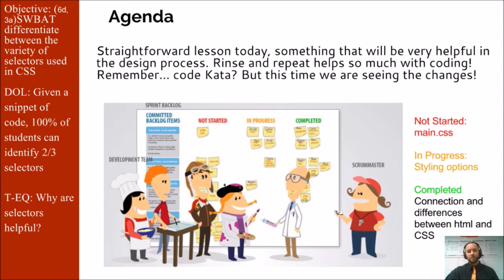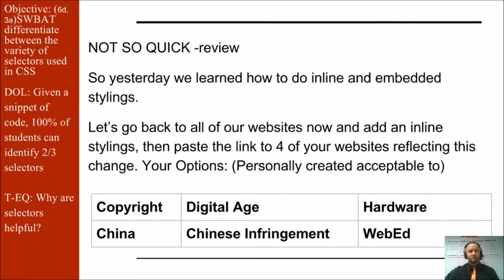We will learn the code and we'll apply it to like 6 different websites, all websites that you've created before. What we haven't started is we have not learned to do the main.css file extension yet. That's going to be tomorrow or day 4. In progress, we're just learning about different styling options you have for your website. And what's completed, we've completely learned the connection between HTML and CSS. So this is a not so quick review right here.